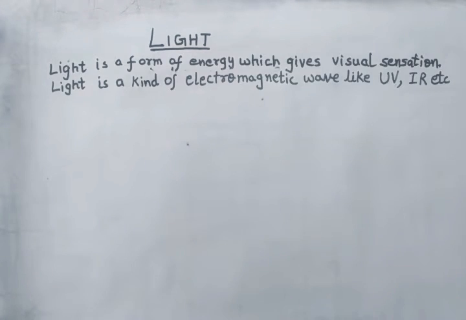So, light is a form of energy which gives visual sensation. And more scientifically, light is a kind of electromagnetic wave, like ultraviolet, infrared, etc. What are these electromagnetic waves? Well, it is the discussion of some higher classes, but in easy words, I can say there are so many waves which travel through space, which are just propagating here and there on Earth. So, among these waves, light has the ability to give us visual sensation.